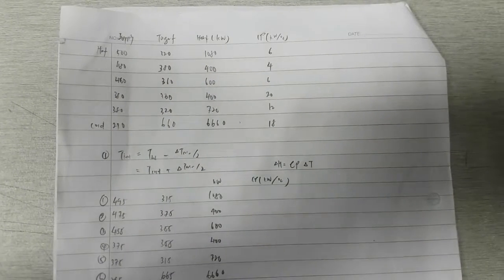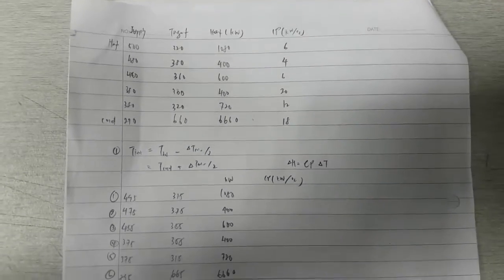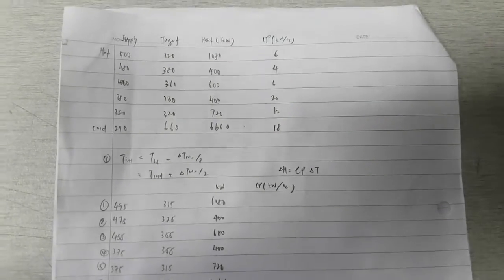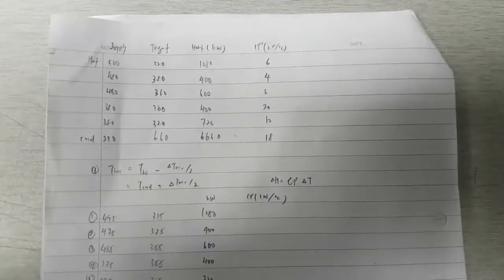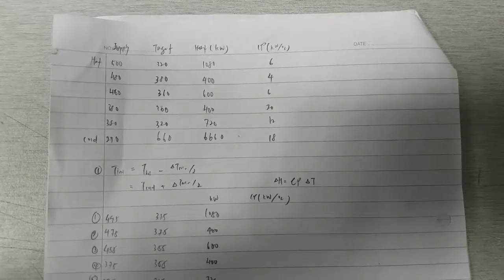Another example of a heat integration question. So in this example, I'm going to use the problem table algorithm method to solve this problem. As you can see in this problem, we have 6 streams, which is divided into 5 hot streams and 1 cold stream.